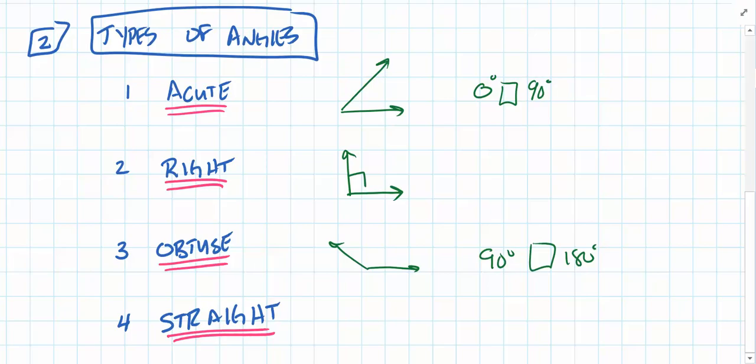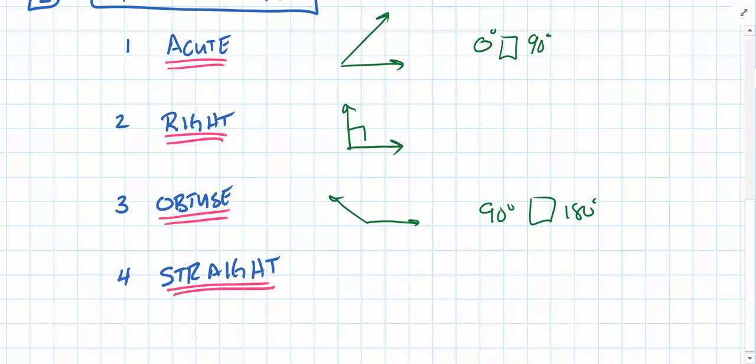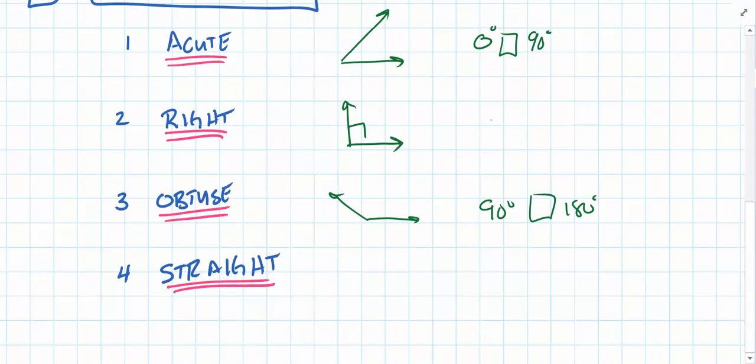And then what about straight? Yeah, so this one equals 90 degrees, right? This is actually equal to 180 degrees. So basically, opposite rays or a straight line are considered straight angles, and that's going to be 180 degrees. It's a ray, so there's not an arrow on both sides.